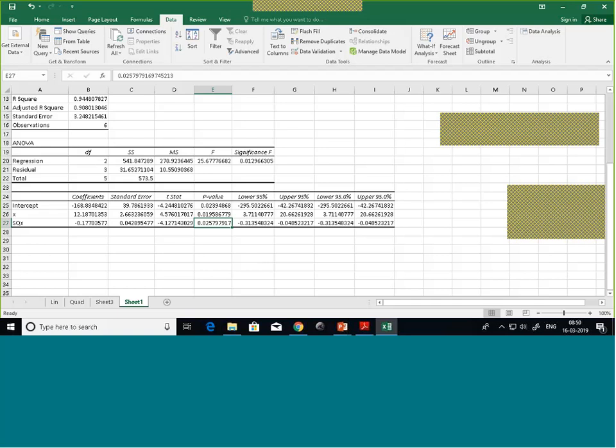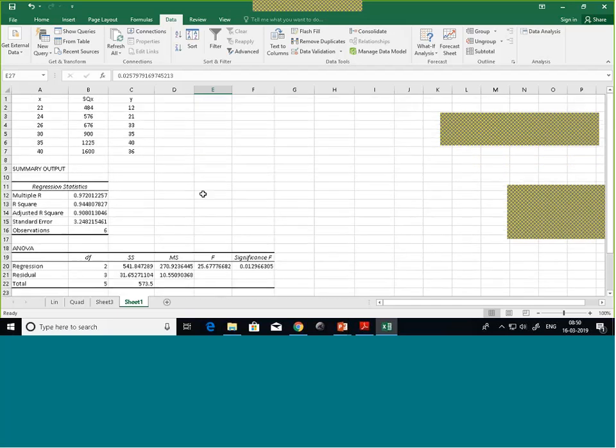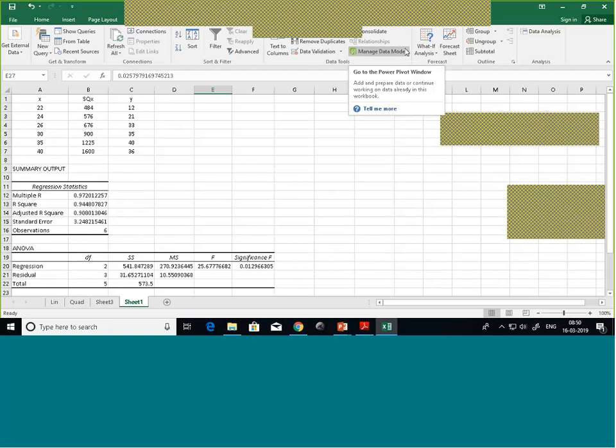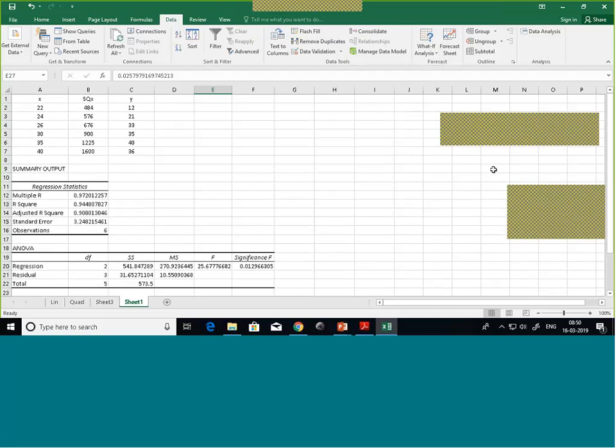So any other queries on this? Then I'll move to completely nonlinear models now. Any queries? Yeah. So then I'll stop the session here and I'll again start with nonlinear regression after taking a few minutes break.